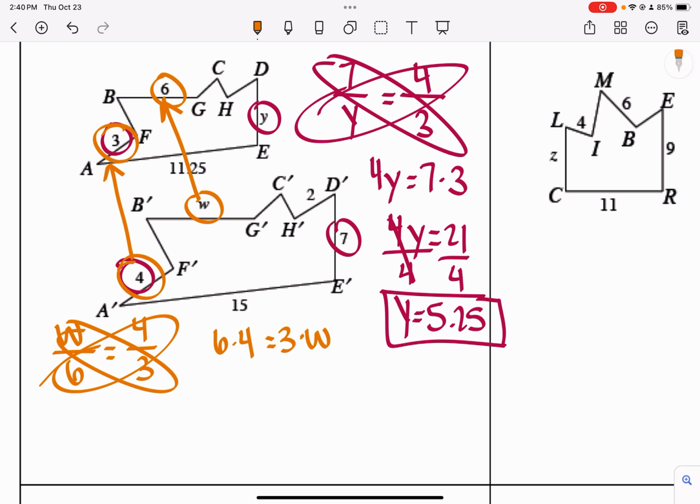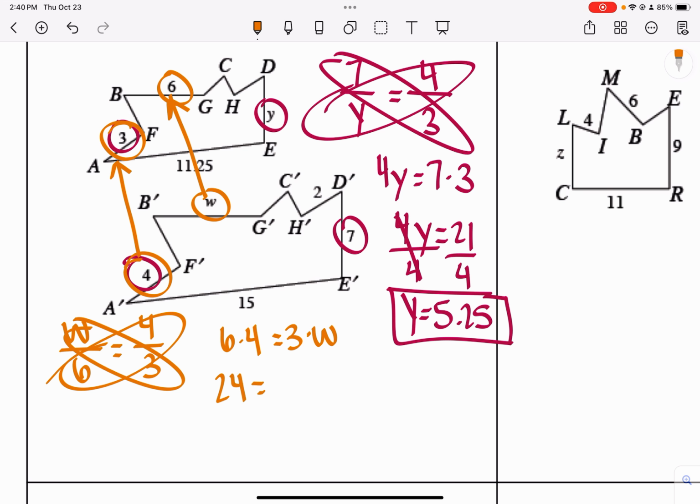Lots of ways to solve this and set it up and still be correct. So understand that even if you did something a little different, as long as you're getting to the same end result and doing all this stuff mathematically correctly in between, you're good to go. So 6 times 4 is 24 equals 3w. And then we're going to divide both sides by 3 to get w alone. So 24 divided by 3 is 8.